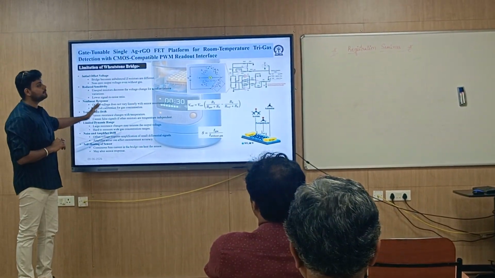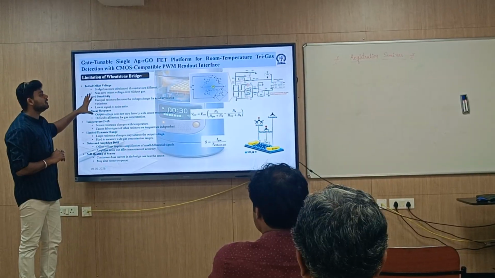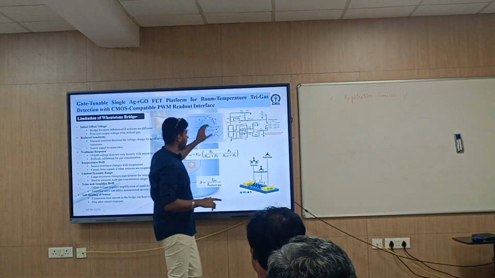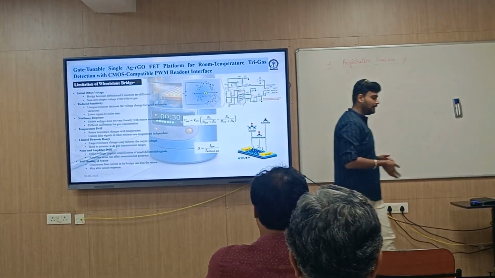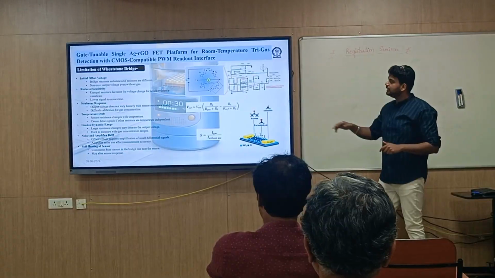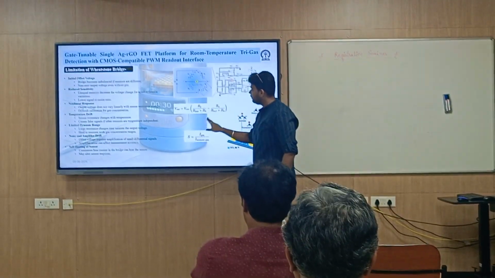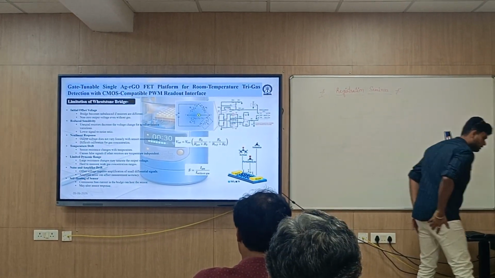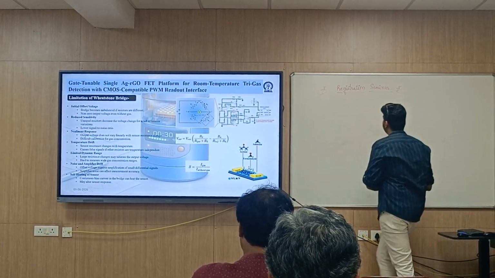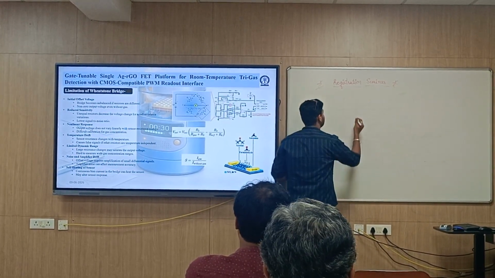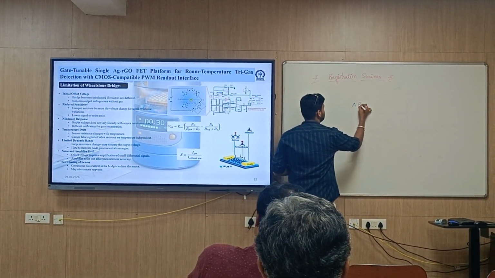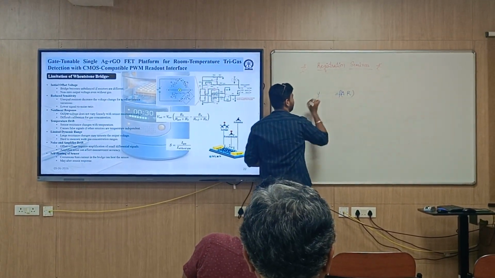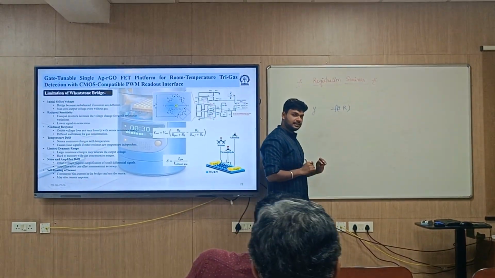But most of the papers rely on the Wheatstone bridge configuration. One is reference, one is sensing, going up and down, and taking a response. But the V out we are getting is in the form of changing resistance. So this is the Y, a function of changing resistance.